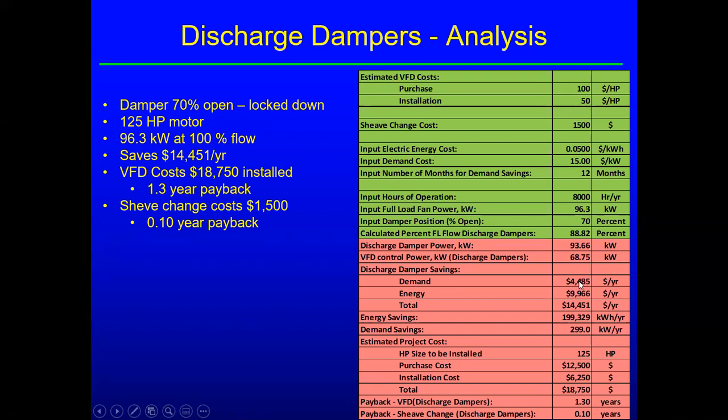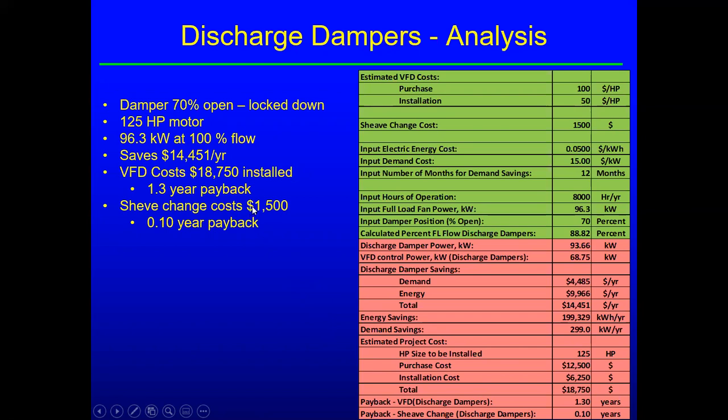And so the demand savings comes out a little short of $4,500 a year. Energy, not quite $10,000 a year. So we're pushing 15,000. Energy savings, 199,000 kilowatt hours, 299 kW. It's a 125 horse motor. And so the drive purchase and installation is 18,750. So if we did this with a VFD, it's a 1.3 year payback. If I could do it with a shift change, and I'm willing to just live with that flow, I could do it with a 1/10 of a year payback.